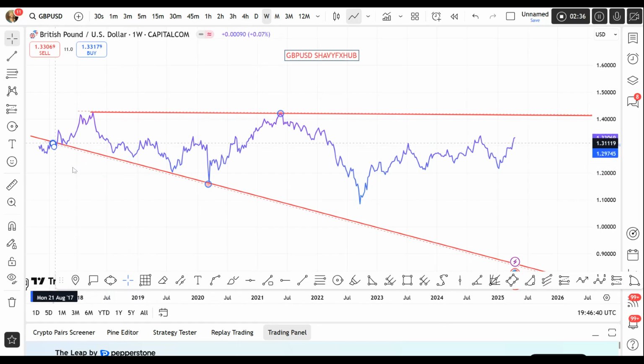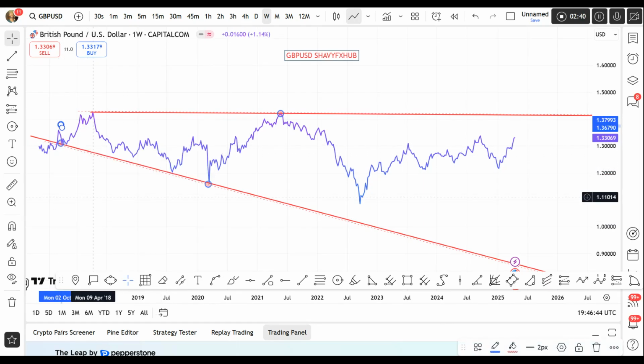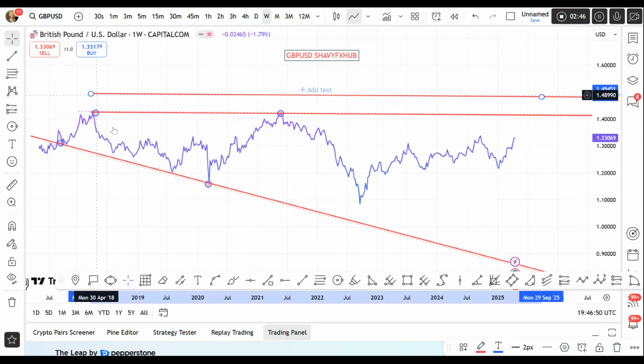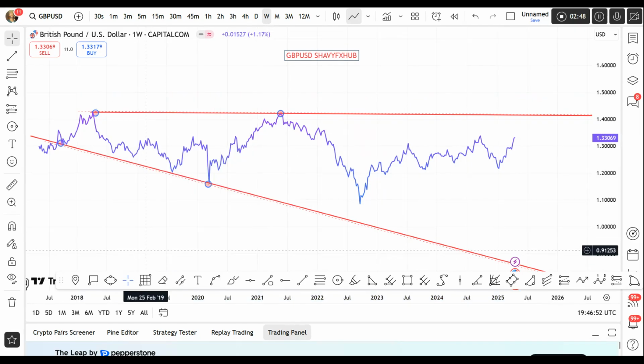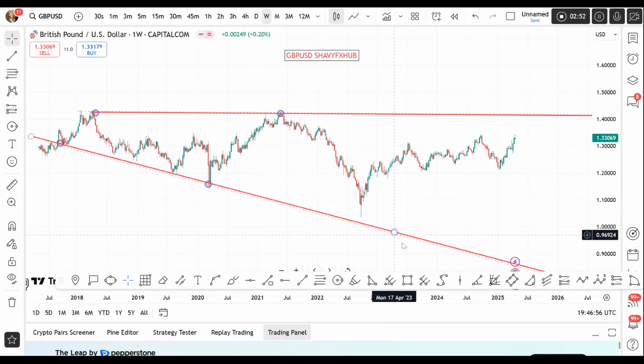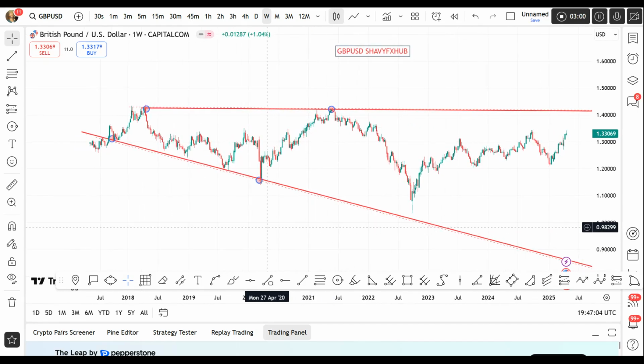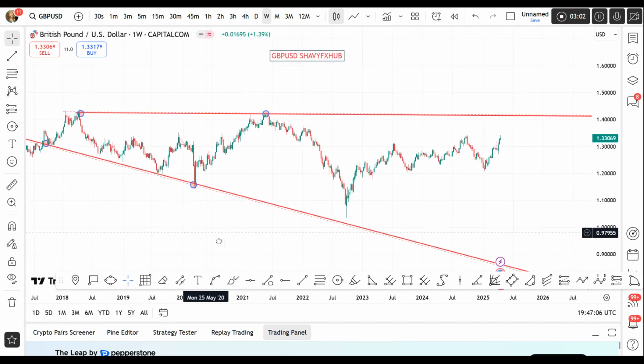But at the moment, from a central bank decision standpoint, the Bank of England will continue to keep rates higher. I will continue to see the British pound appreciate against the United States dollar based on what the chart is saying. Let's revert back. You can see the structure. And I think this price might continue to upswing. There is a very high probability that it will continue to move up.